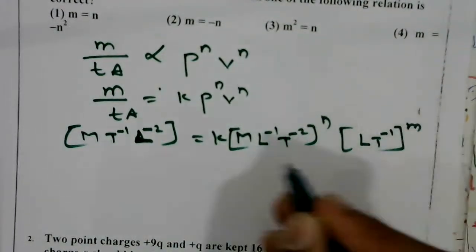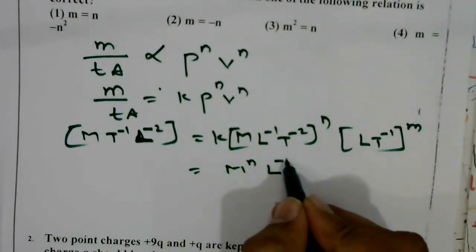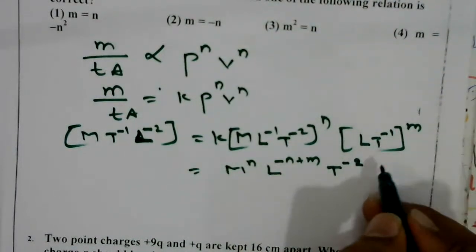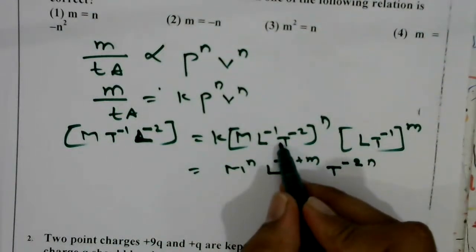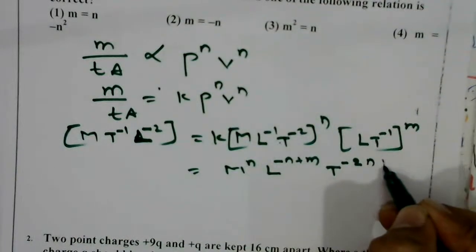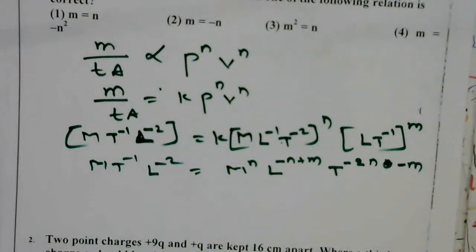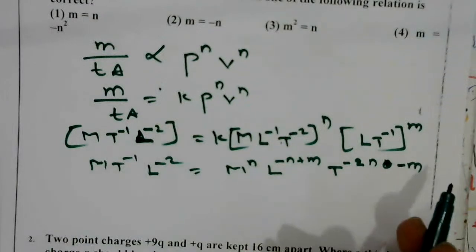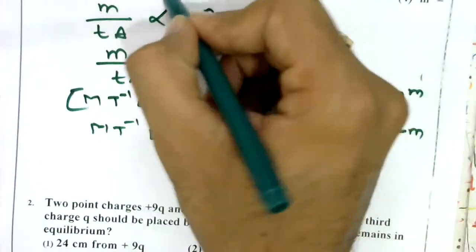It is raised to m, and M raised to n. L raised to, how many L's are there? Minus n plus m, T raised to minus 2n. So minus 2n, plus one more term is there here. Sorry, minus m. It is M T raised to minus 1 L raised to minus 2. So just equate the powers of M, T, L on LHS and RHS, you get the given relation, that is the second one.